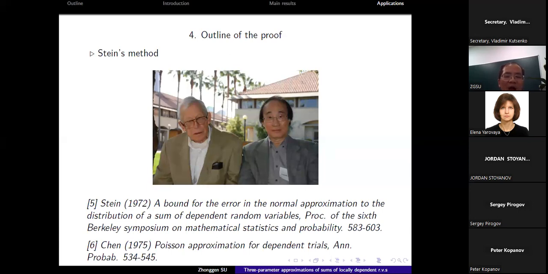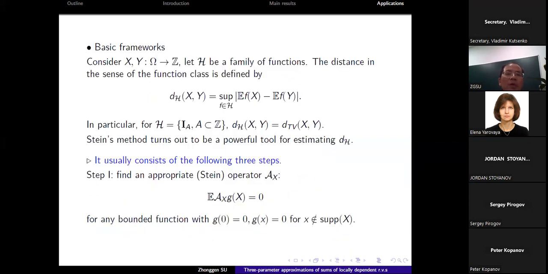Shortly after, his PhD student Louis Chen, in 1975, extended Stein's method to get Poisson approximation for dependent trials for non-negative integer valued random variables. Nowadays, there has been a lot of research work based on Stein's method. Below is the basic framework.